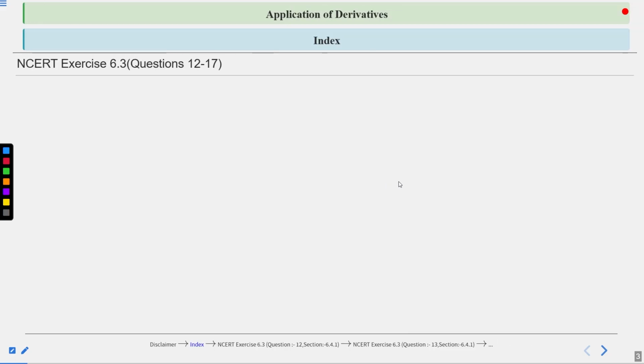Okay, so in this lecture, we will study NCERT exercise 6.3 and we will try to cover from question number 12 to question number 17, right? So let us start now.